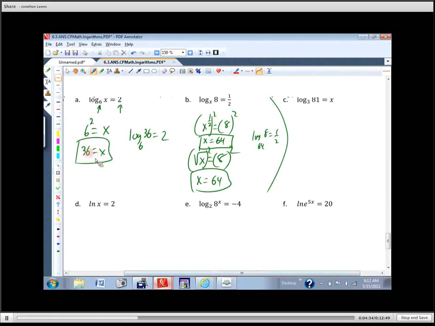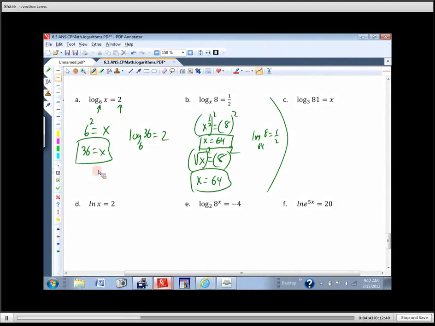Okay, when we solved example A, you write it in exponential form, and that is the answer, x equals 36. When we solved example B, when we write it in exponential form, we still have a bit of an equation to solve. So we had to square both sides to get the answer. When we write it this way, what type of equation do I get? It's an exponential equation. So 3 to the x equals 81.